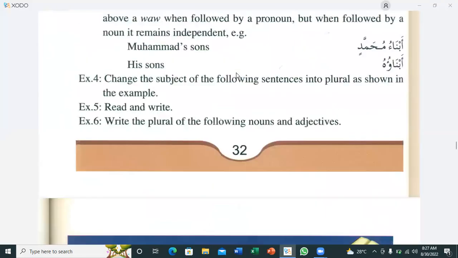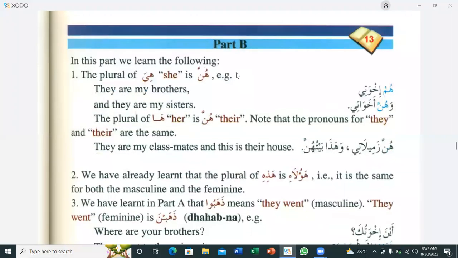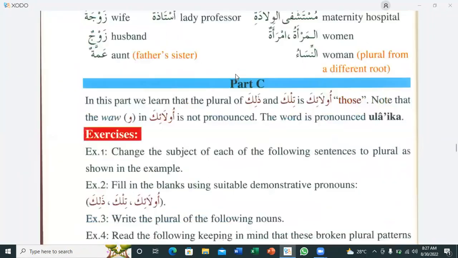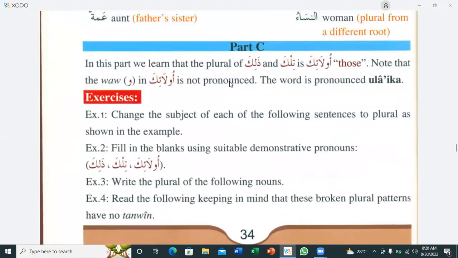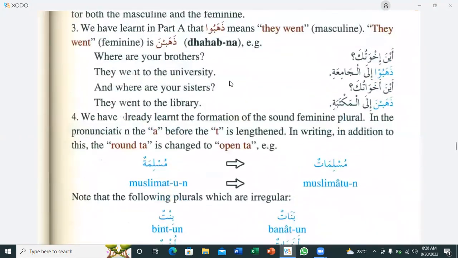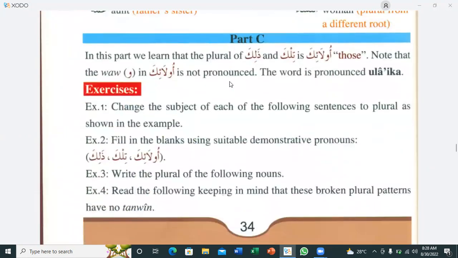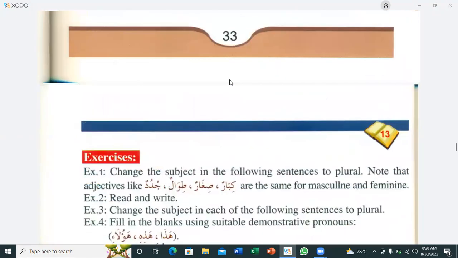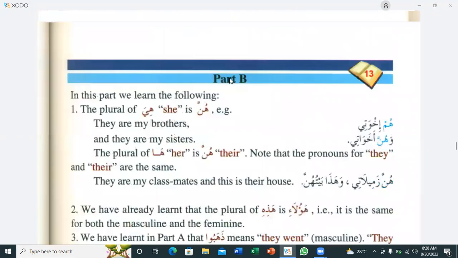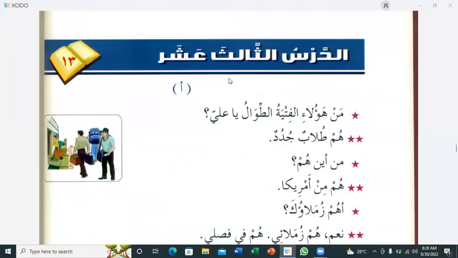So let's see. We learned our chapter. In the next class, we learn part 2 of this chapter. Part B and part C are remaining now. We learn lesson 13, Ad-Darsu Salisu Ashara, lesson 13.